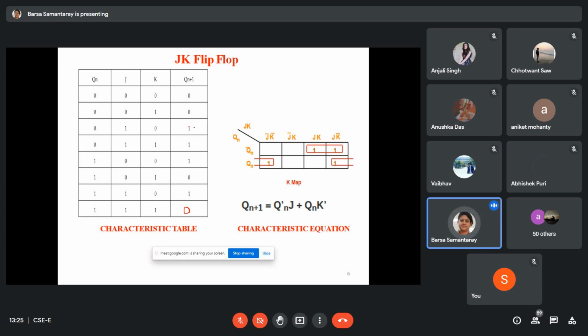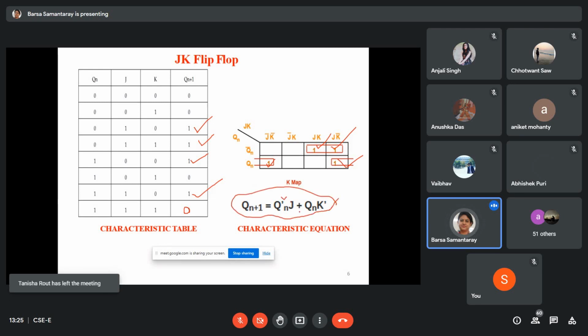0 0 1 2. Here 2 3 4 and 5 6. So you can check in the K map. This is 0 1 2 3 2 3. This is 4 and 6. So by putting in the K map, we get the expression of next state.